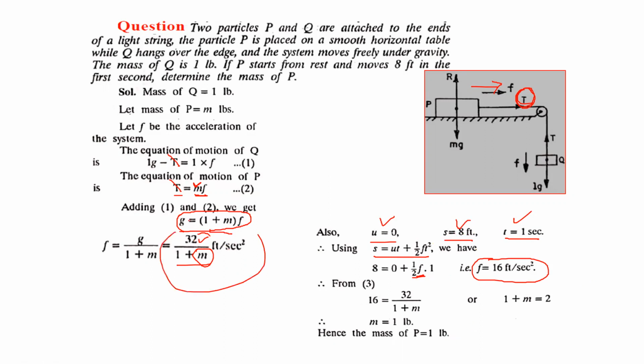Just wait, this one. So by equating the values, whatever we have of m, its value we can find. Hence the mass of P can be obtained.